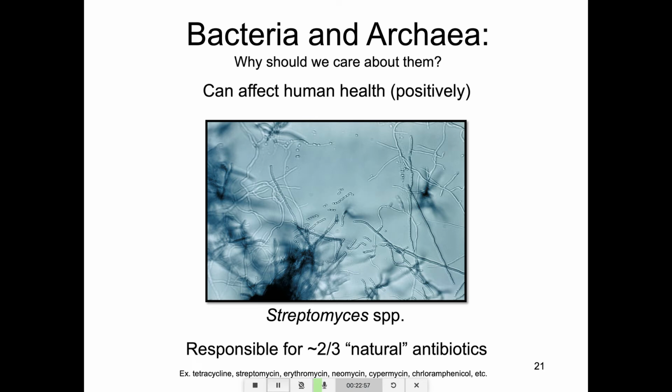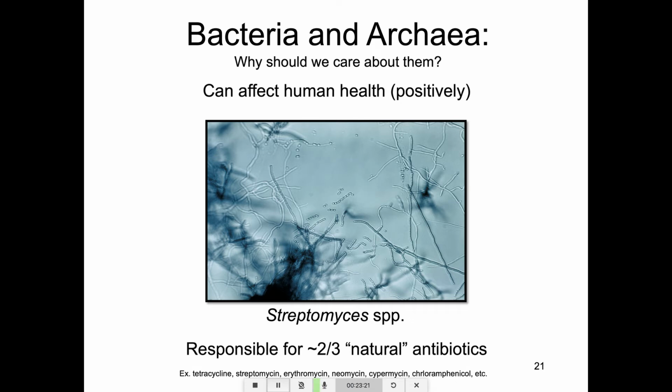But we also have a lot of really great positive contributions that bacteria and archaea have made to human health. For example, streptomyces are responsible for 2/3 of the natural antibiotics. So things like tetracycline, streptomycin, erythromycin, neomycin, chloramphenicol. These are all natural antibiotics that have been derived from bacteria.